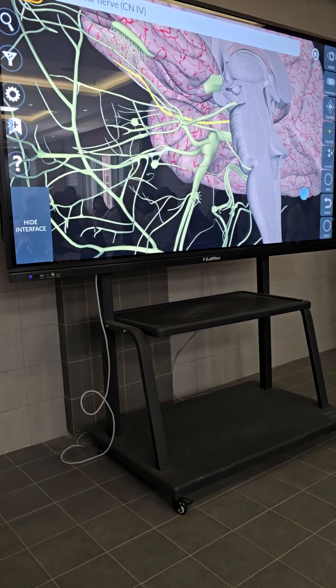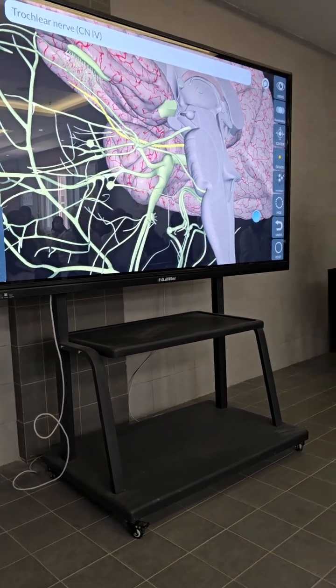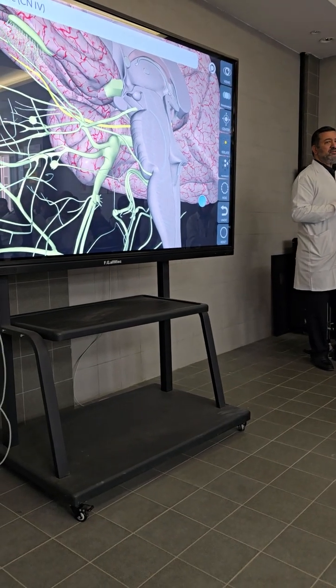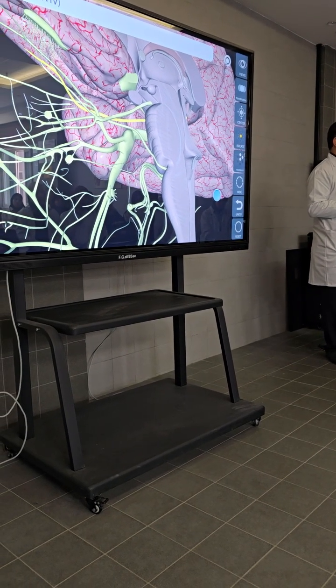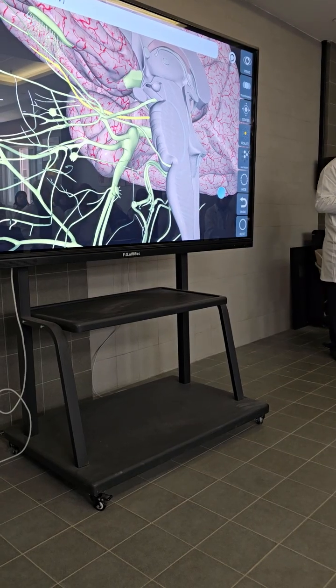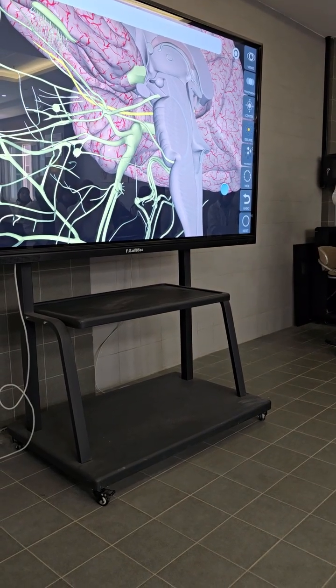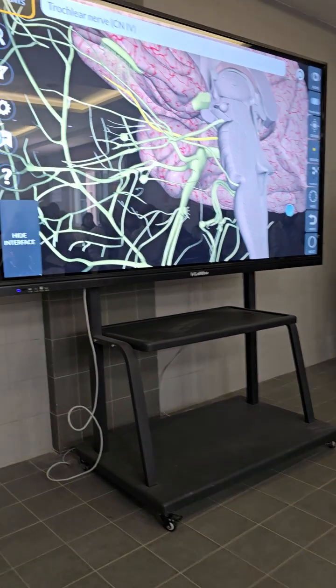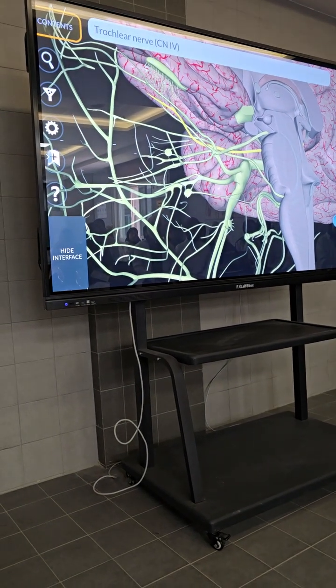In the lateral wall of the cavernous sinus it goes forward and enters into the superior orbital fissure and innervates the superior oblique muscle. This nerve is completely motor.